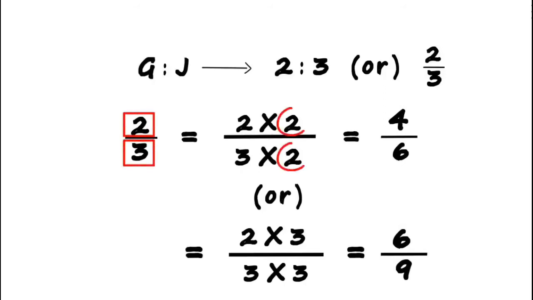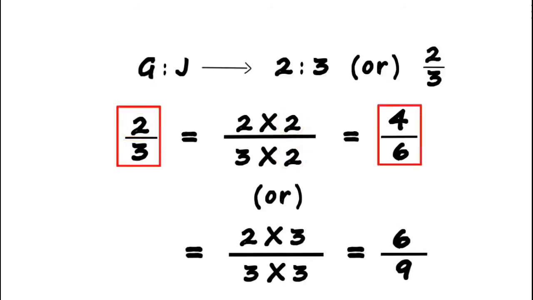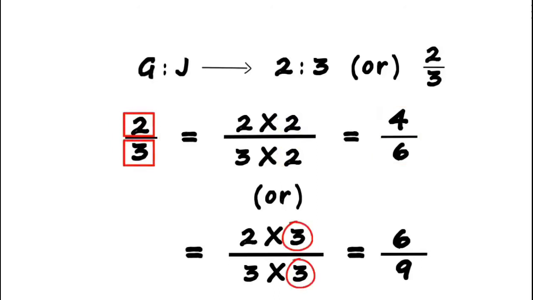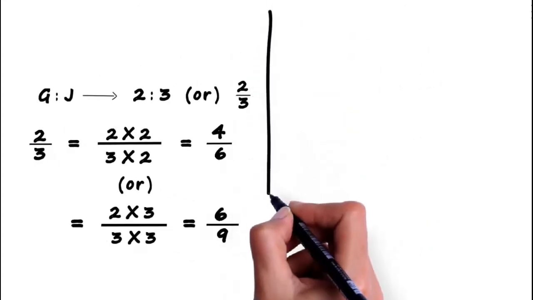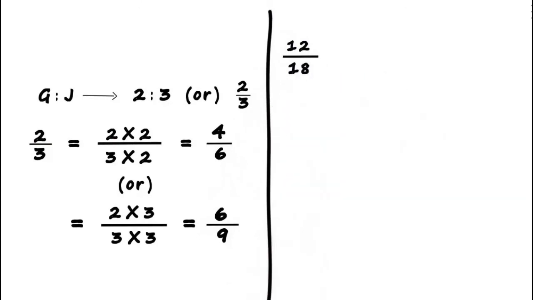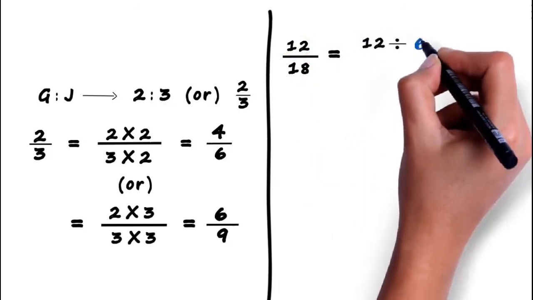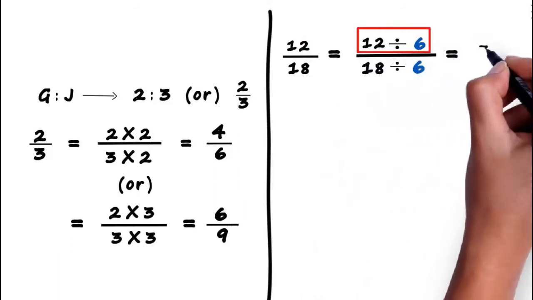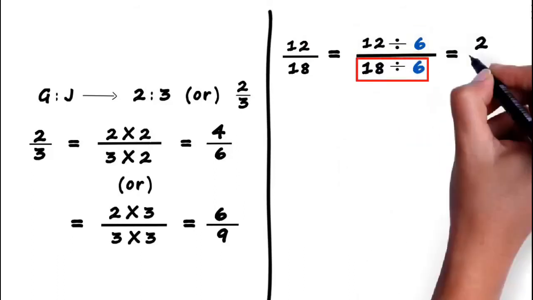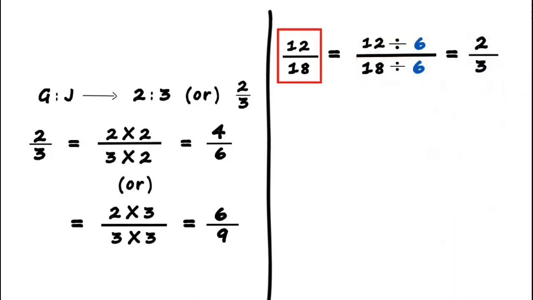If we multiply the numerator and the denominator by the same value, the ratio remains unchanged. Even if we divide the numerator and the denominator by the same value, the ratio remains unchanged. Let's consider the ratio 12 by 18. We can divide the numerator as well as the denominator by 6. The numerator will be 12 by 6 and the denominator will be 18 by 6. 12 by 6 is 2 and 18 by 6 is 3. 12 by 18 and 2 by 3 are the same.